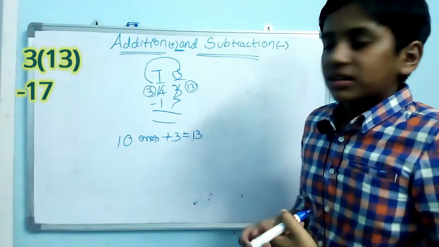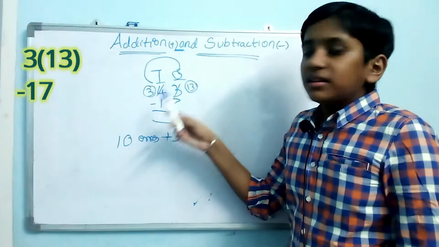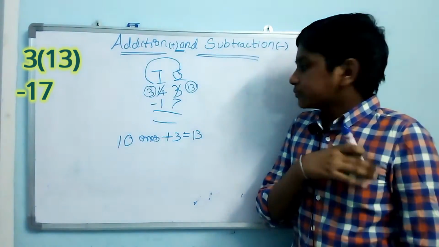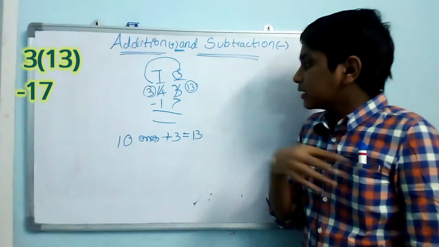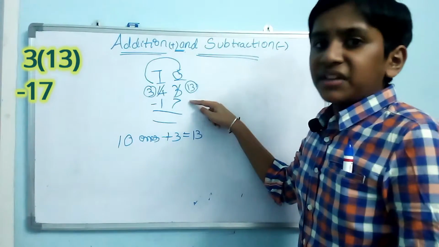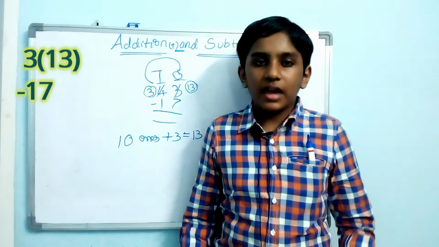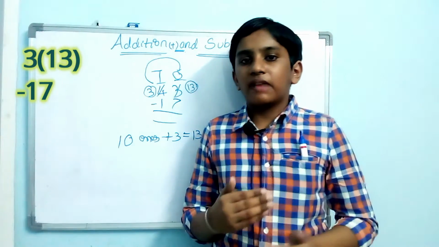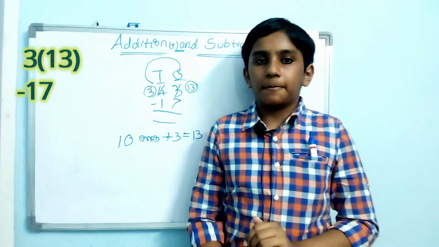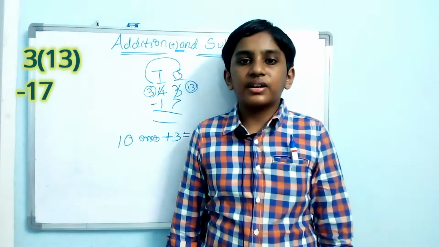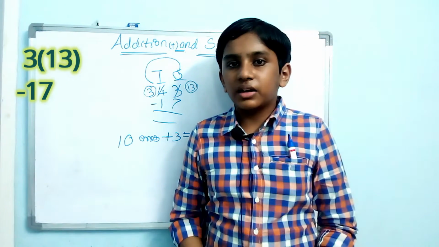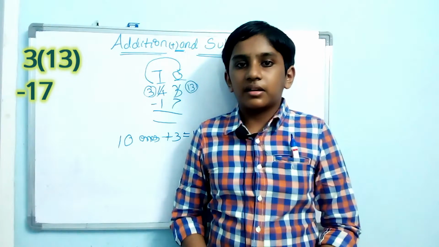Now, since we borrowed 1/10, 3 became 13 ones. Now my friends, let's subtract 7 from 13. Whenever we have any number more than 10, we do backward counting in subtraction. Now let us do backward counting from 13 to 7.